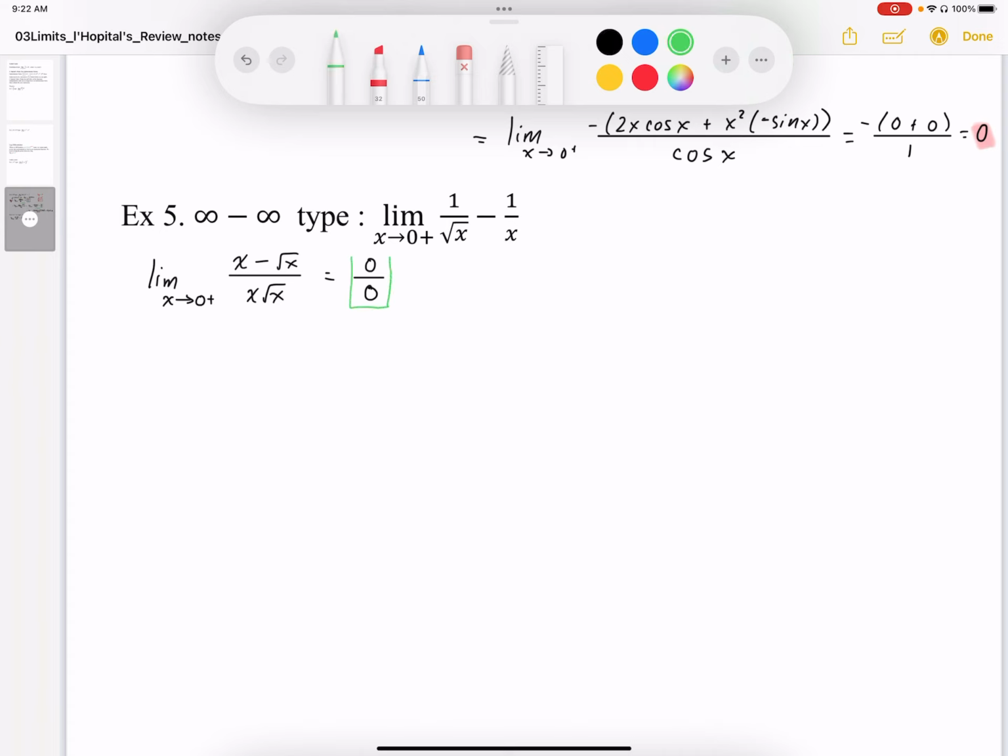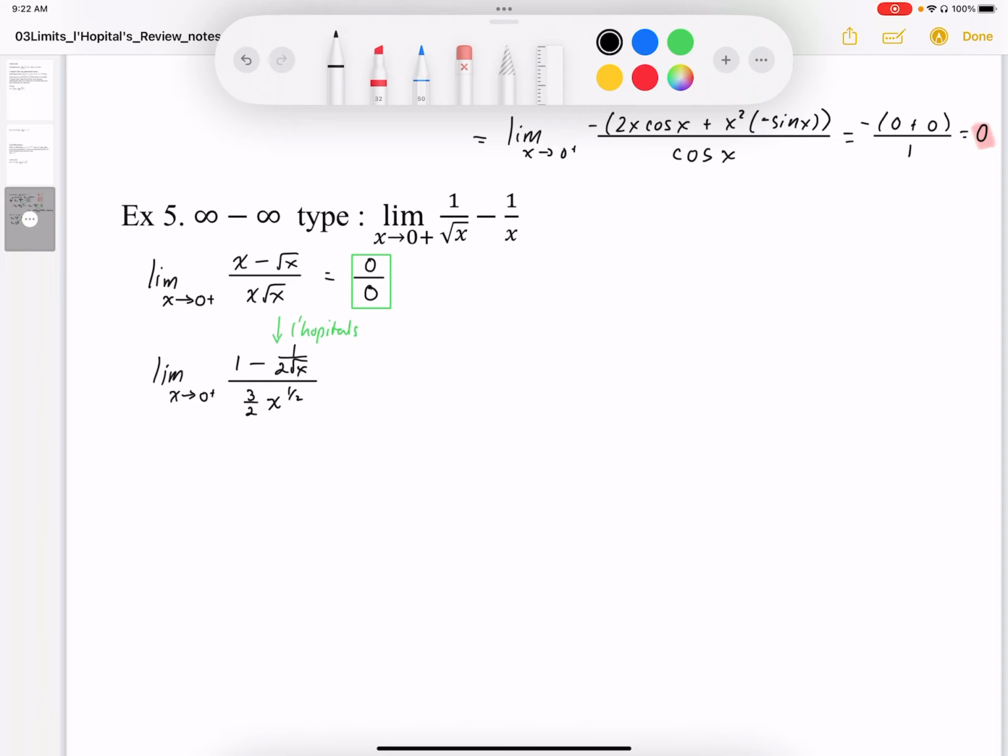So again, that is perfect for L'Hopital. So we're going to apply L'Hopital's here. So we have our condition for L'Hopital's. And when we apply L'Hopital's, we're going to end up with the limit as x approaches 0 from the positive side. The derivative of x is 1. The derivative of square root x is 1 over 2 root x. That's our numerator. In the denominator, we're going to use the power 3 over 2. So it becomes 3 over 2 x to the power 1/2, or square root x.